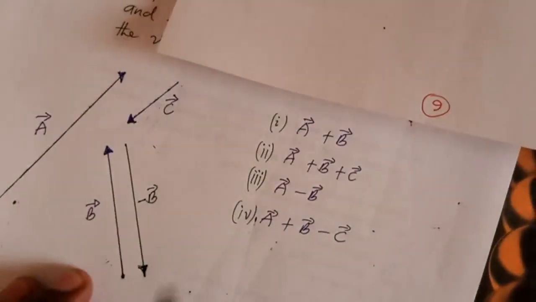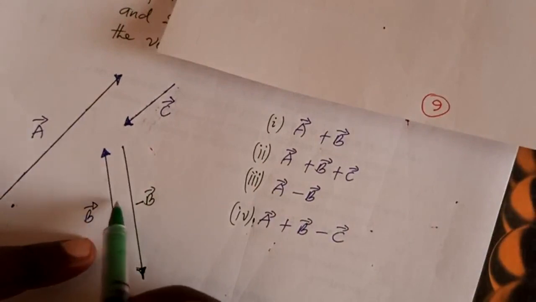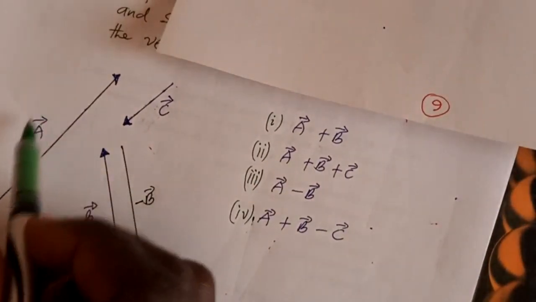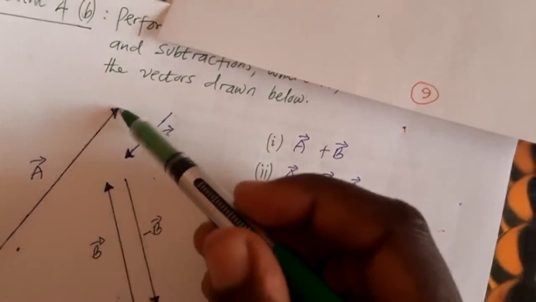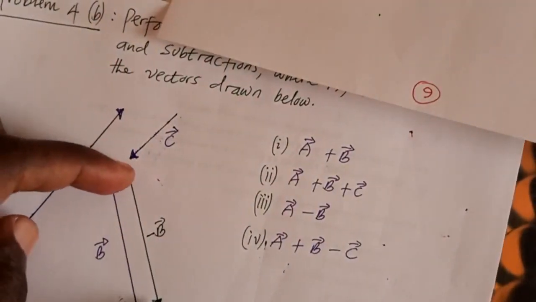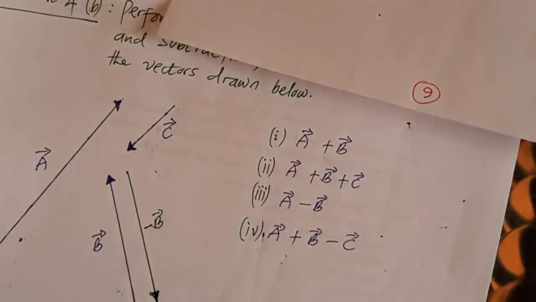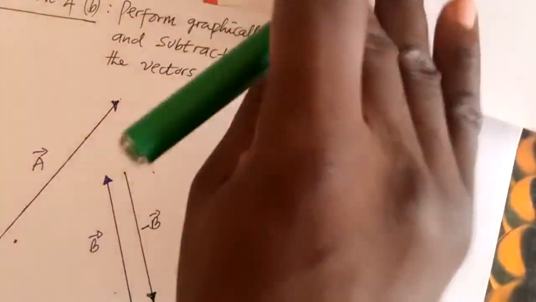So to get A minus B, I will ignore this one. I will not use this one. I will take this one, negative B, and join it with this. So clearly what I will do is that I will first of all draw this one. If I draw it, I will now carry this one and join it here. The tail here should be here. Then I will now draw my resultant from the tail of the first to the head of the last vector.